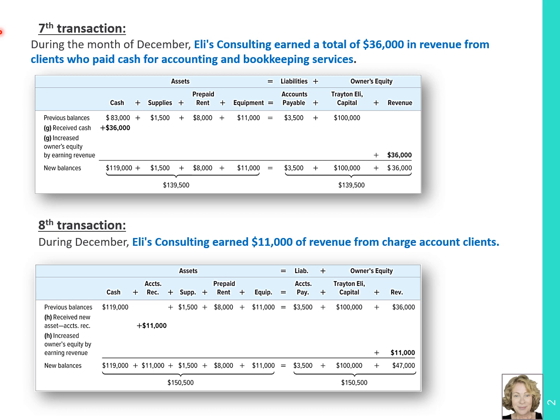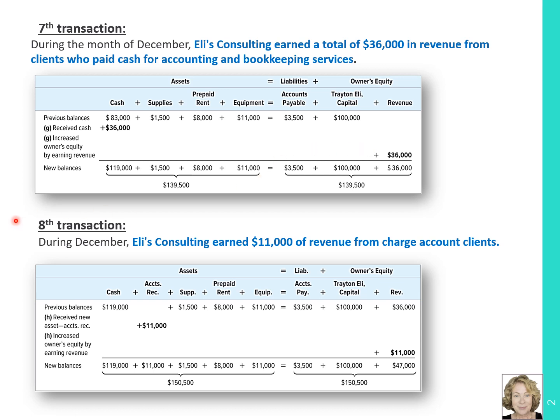During the month of December, Eli's Consulting earned a total of $36,000 in revenue from clients who paid cash for accounting and bookkeeping services. The customers paid cash, which means that the cash account increased and revenue also increased. So let's write plus $36,000 for cash and plus $36,000 for revenue. In the seventh business transaction, we had revenue from cash customers.